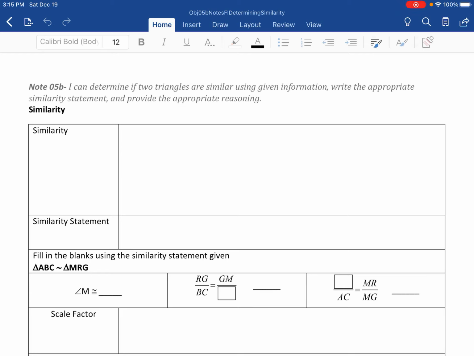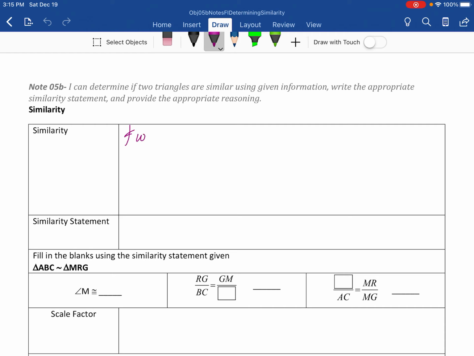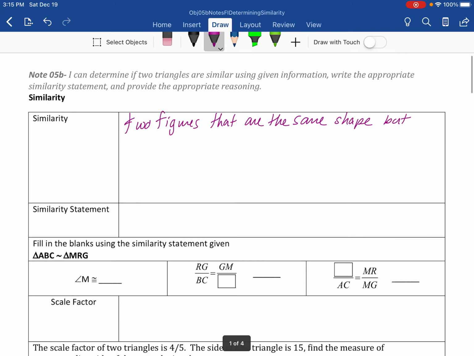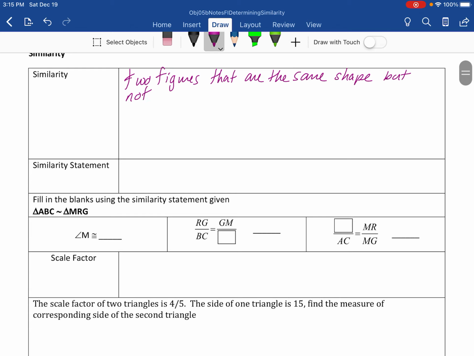Okay, so we're going to talk a little bit about similarity. It's one of the more interesting things that we do in this class. Similarity: two figures are similar if they are the same shape, but not necessarily the same size.